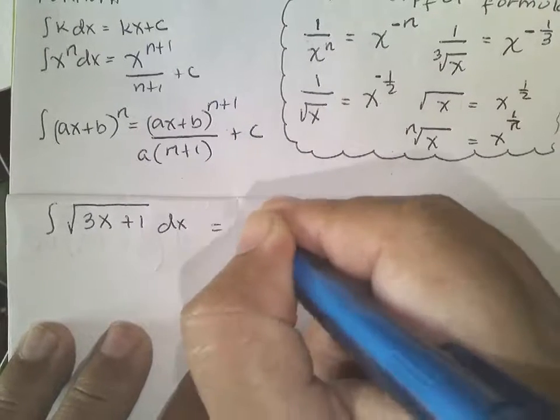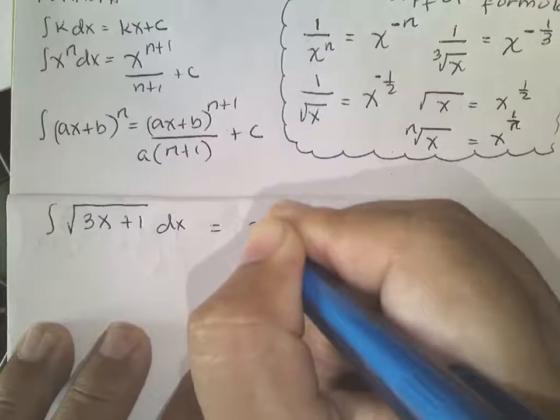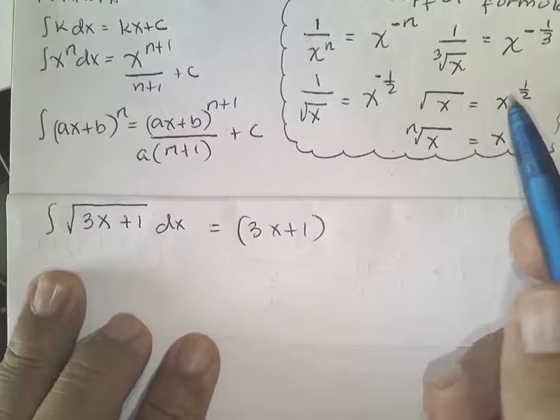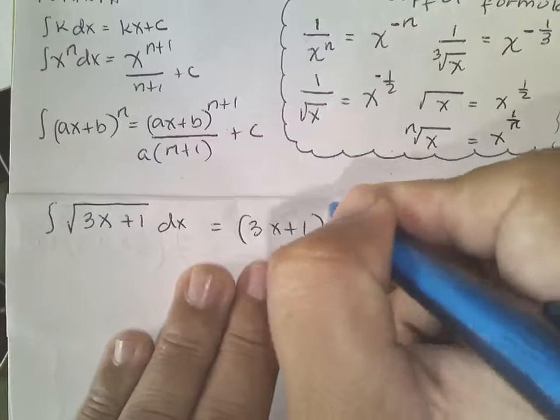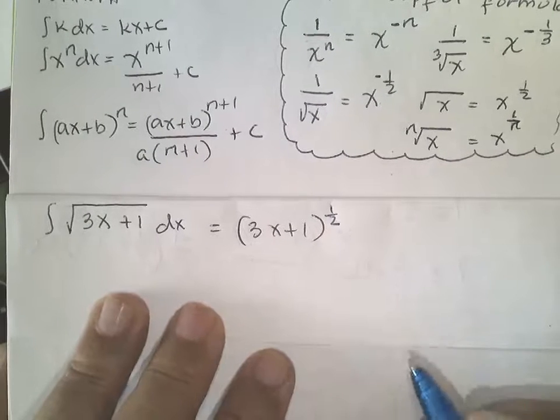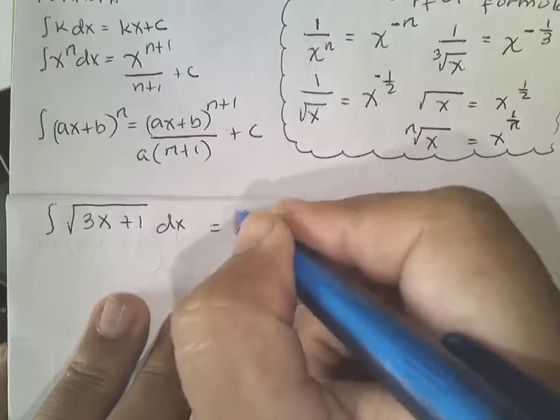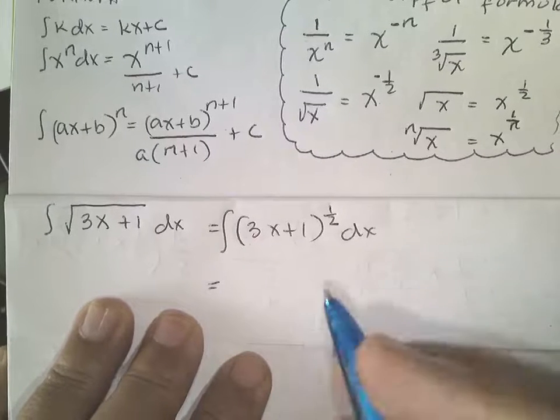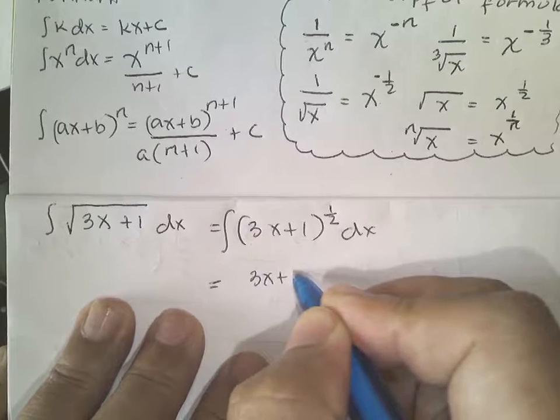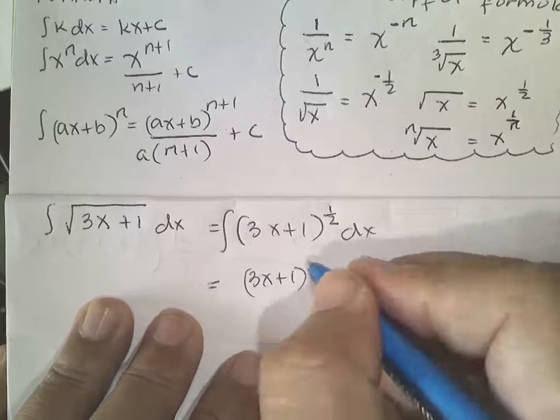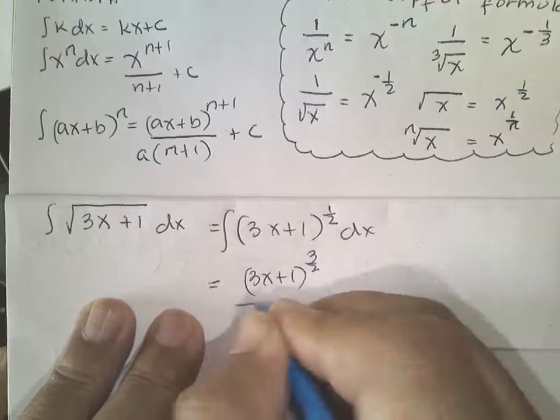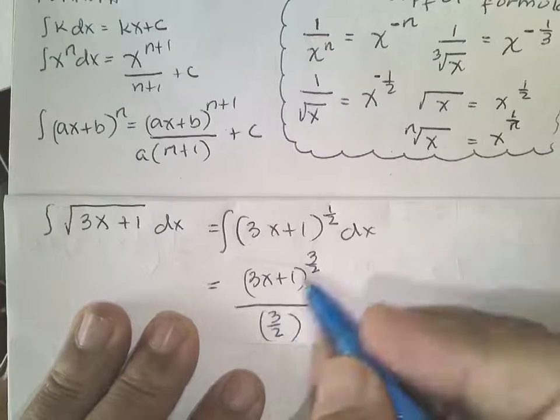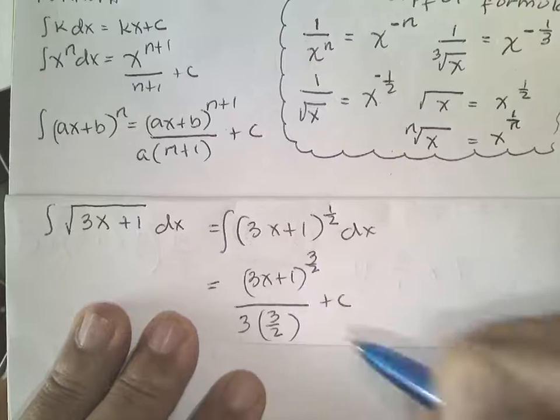It's obvious that we need to write it in this form. So you have 3x plus 1, and the square root of something is that something raised to the 1 half. So this can be 3x plus 1 raised to 1 half, or 0.5, with respect to x, and just copy the integral. Now you can integrate. You have 3x plus 1 raised to 1 half plus 1, which is 3 over 2. Then just copy the 3 over 2 there, and then copy whatever the number beside your x, which is 3. Then you have your plus c.